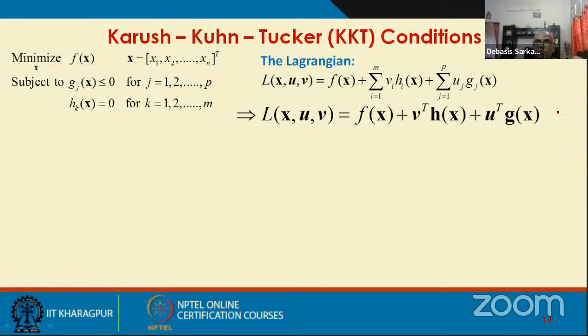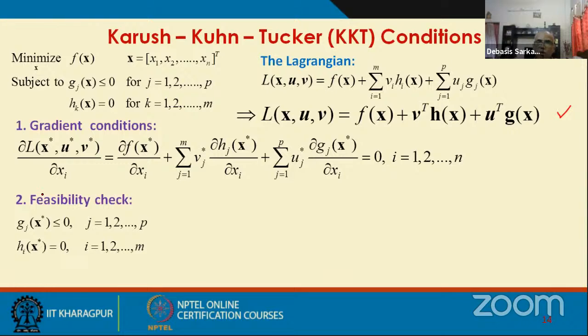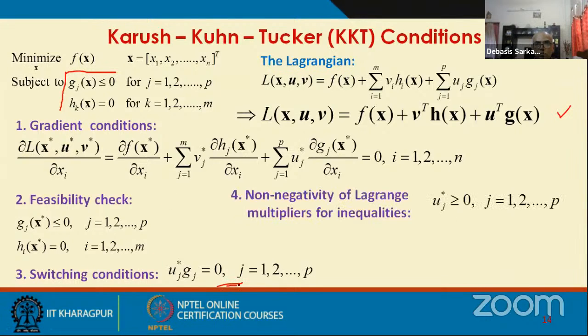The Lagrangian, the gradient condition: set the derivative of the Lagrangian with respect to the decision variables to 0. Feasibility conditions: both g less than or equal to 0 and h equal to 0 must be satisfied. So, feasibility check. Switching conditions: the Lagrange multiplier corresponding to an inequality constraint multiplied by the inequality constraint will be equal to 0. Non-negativity restriction of the Lagrange multipliers for the inequality constraints.